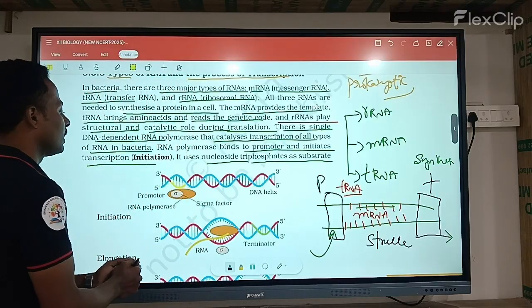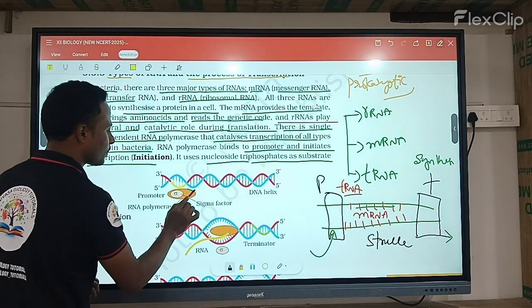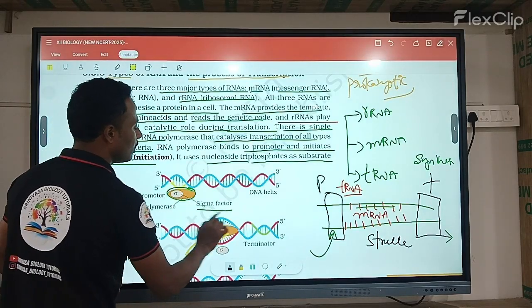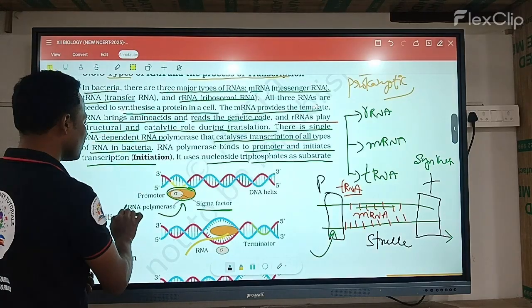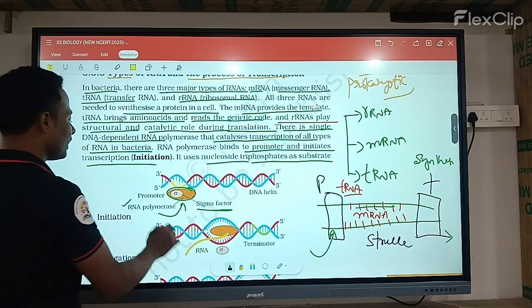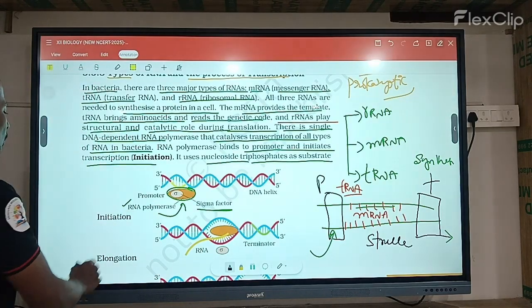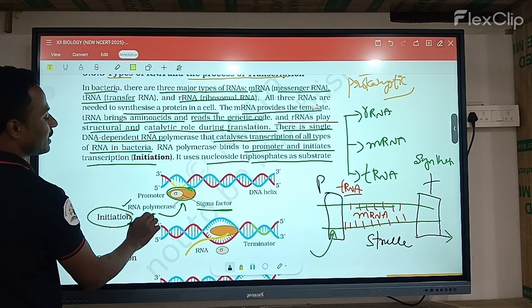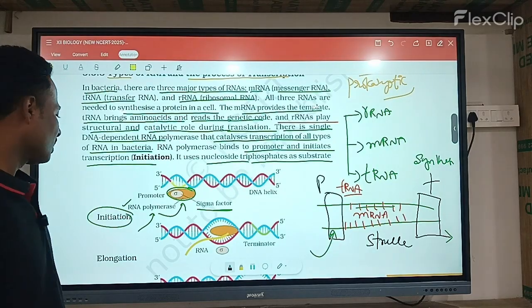So for example, see here, the first is the promoter site. See, this is a promoter. So in this promoter site, the first catalyst that takes up is the RNA polymerase enzyme, the DNA-dependent RNA polymerase enzyme, which has the sigma factor. Okay, when this process begins, this is called the initiation process.